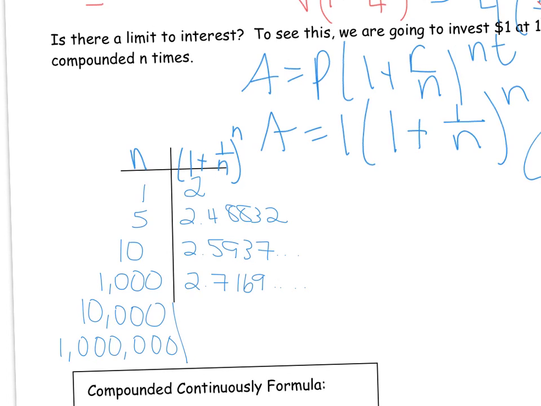Darn. 2.718145. Not that much growth from 1,000 to 10,000. I'm really hoping for more as we get to that 1,000,000. 1 plus 1 over 1,000,000 to the 1,000,000th gives you 2.71828.